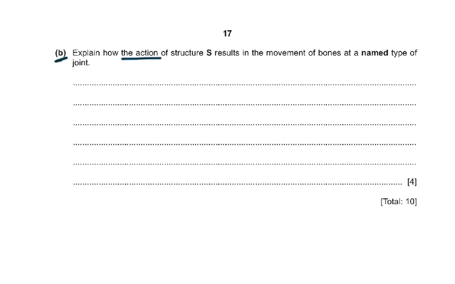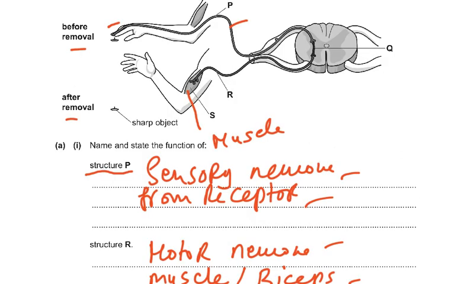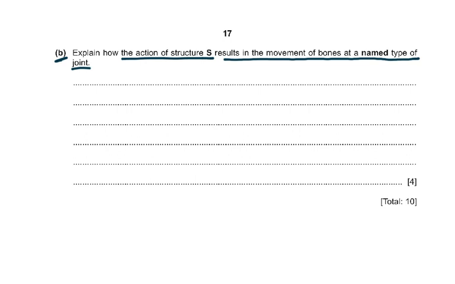Then B part, explain how the action of structure S results in the movement of bones at a named type of joint. Now, what was structure S? Structure S was the biceps muscle. So the biceps muscle, what is going to be its role? Let's look at that. So action of structure S results in the movement of bone.